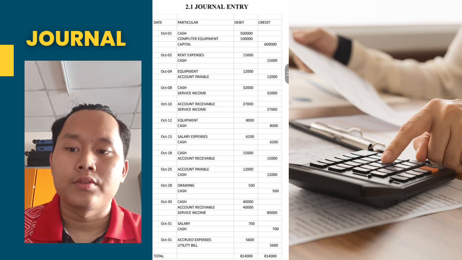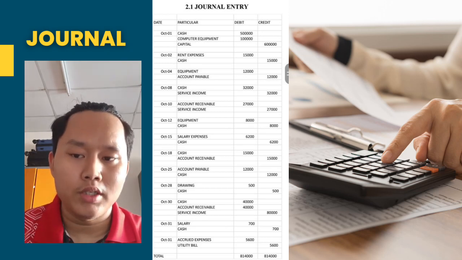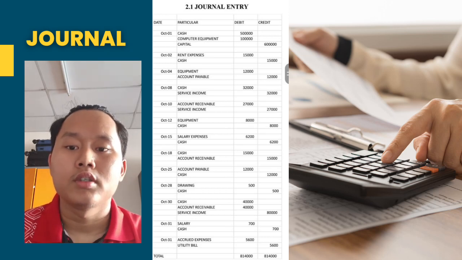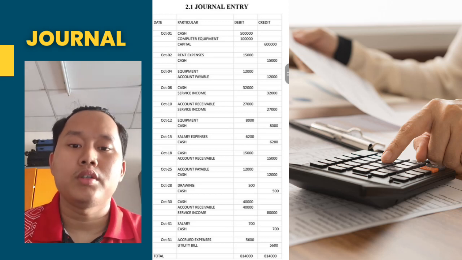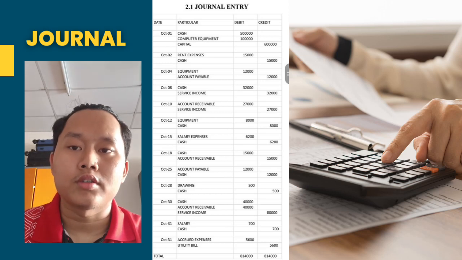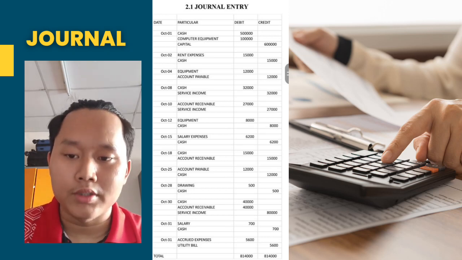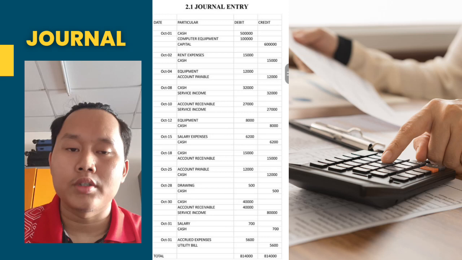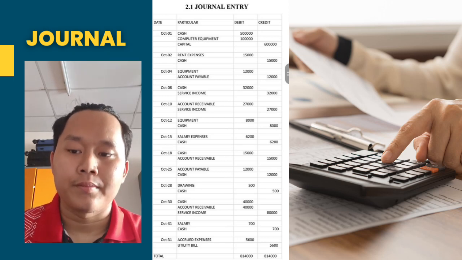October 25, account payable and cash. Account payable is 12,000 in debit and cash 12,000 credit. October 28, drawing and cash. Drawing is 500 in debit side and cash 500 in credit side. October 30, cash 40,000 and account receivable 40,000 in debit side and service income is 80,000 credit side.